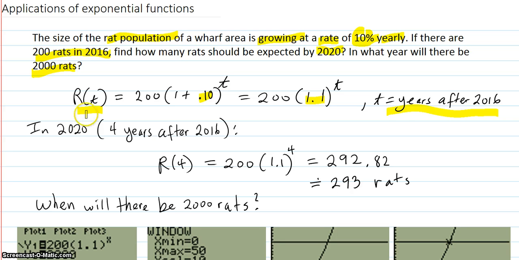And then in 2020, that's 4 years after 2016, R of 4 is going to be, put the 4 up there, get out the calculator and multiply this, and get this number, which rounds off to 293 rats. Okay, then when will there be 2,000 rats?